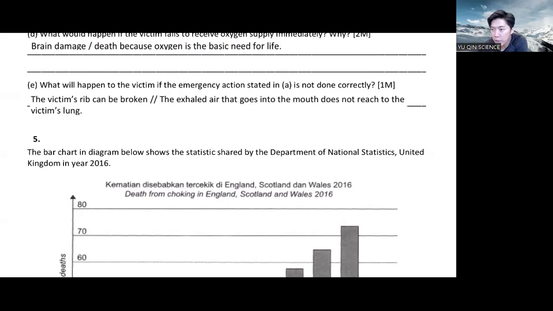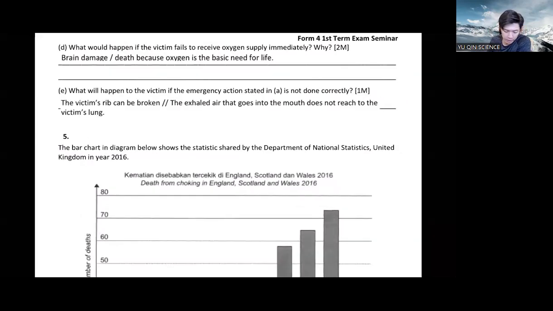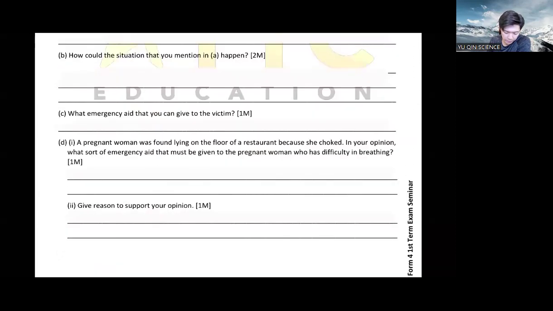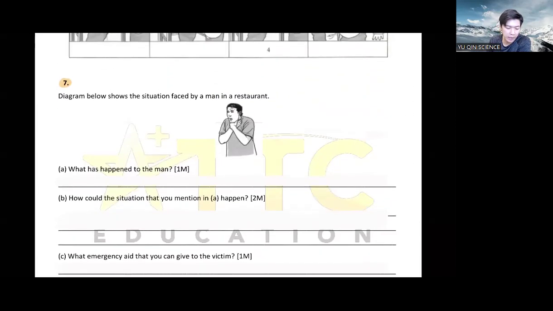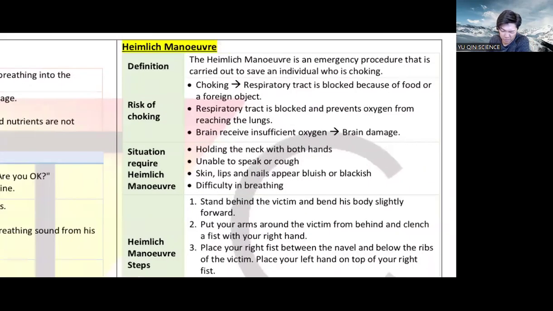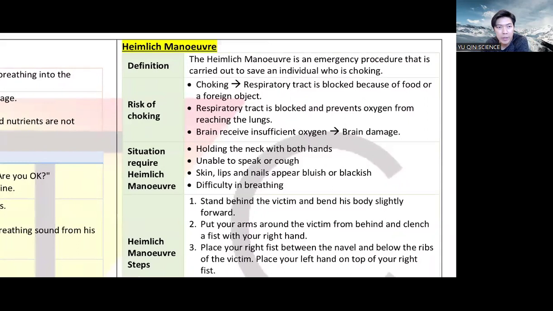Okay, good. Then we can do the Heimlich maneuver. Okay, good. Number 19, page 19, question 7. But we will talk about it. Okay.